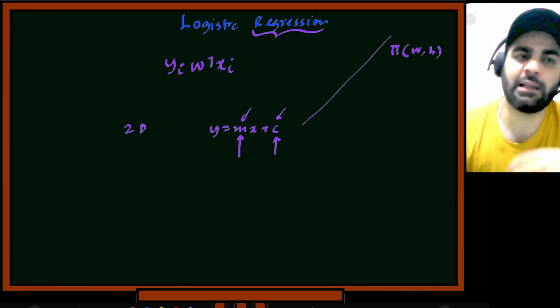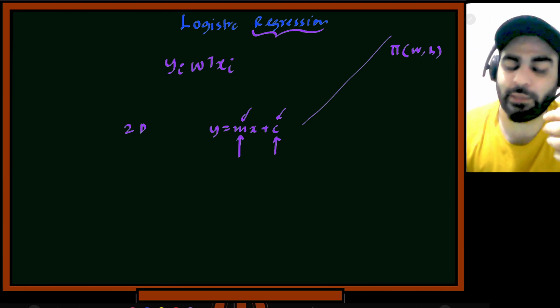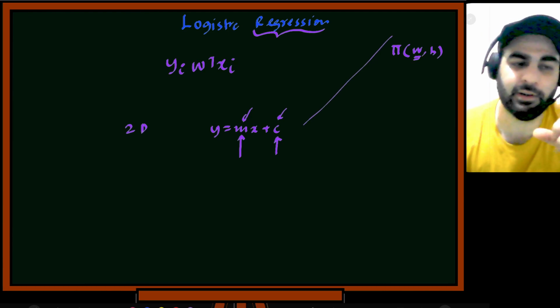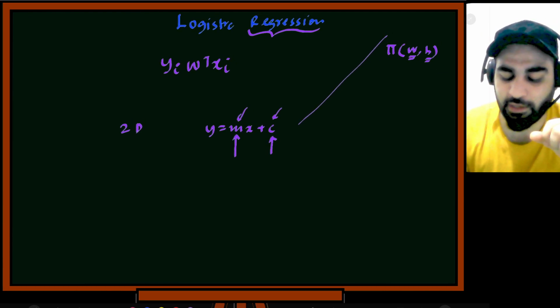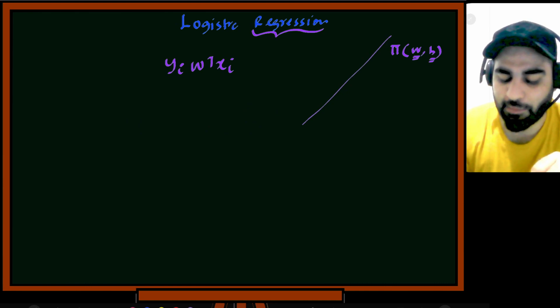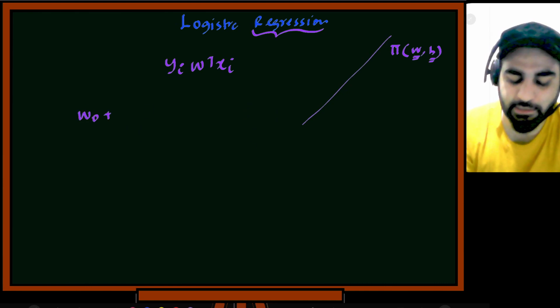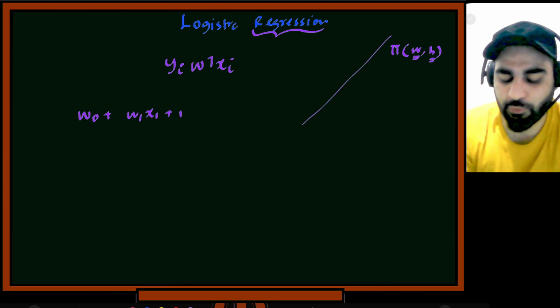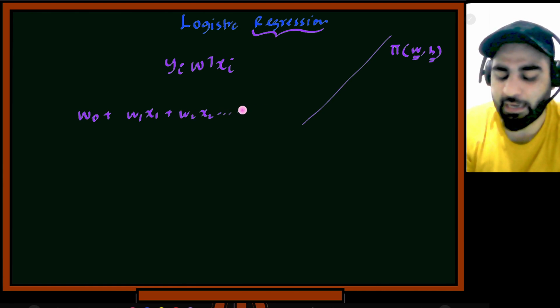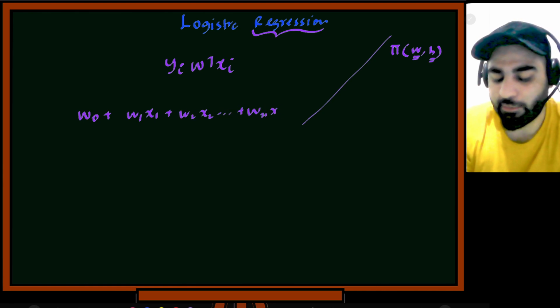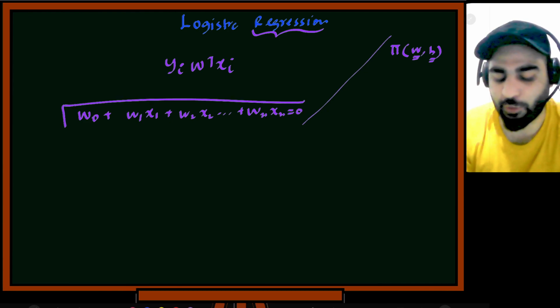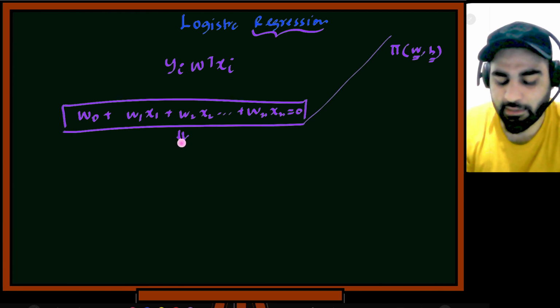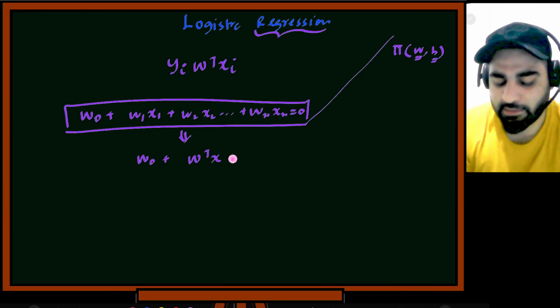Similarly, if you are in 3D, 4D, and D dimensions, we call them hyperplanes. There we have a vector w and a bias b. How do I represent the hyperplane? That is w naught plus w1 x1 plus w2 x2 and so on, till wn xn, is equal to 0. This is the equation of the hyperplane. We write it in a succinct way like this: w naught plus w transpose x is equal to 0, where capital X has components x1, x2, x3.